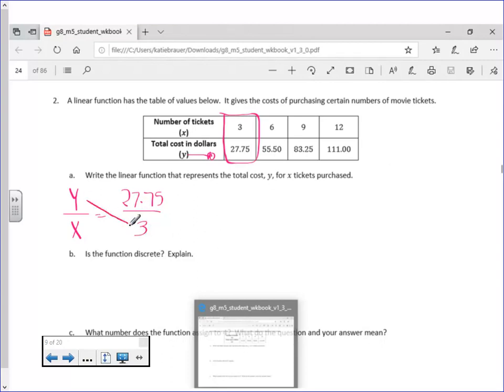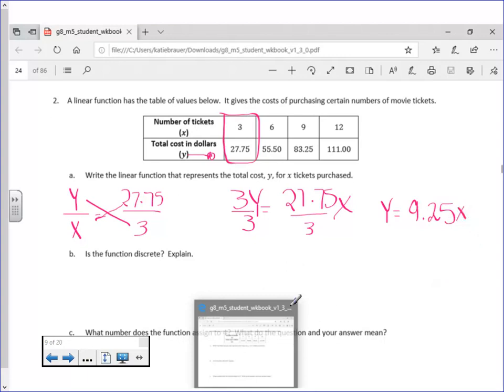We're just wanting to come up with an equation for this. So we're going to cross multiply what points to y. So 3 and y are now together. What points to x? Yeah, 27.75, x. Last step, divide by 3, and that's going to get you your equation. y equals, take 27.75 divided by 3. Yeah, that just means one ticket costs $9.25.